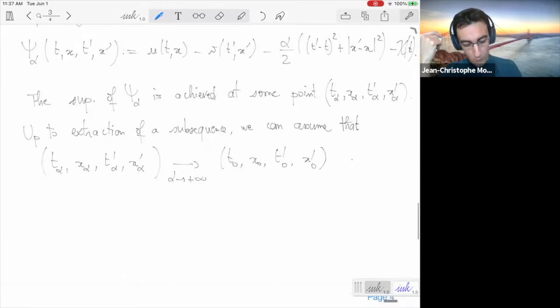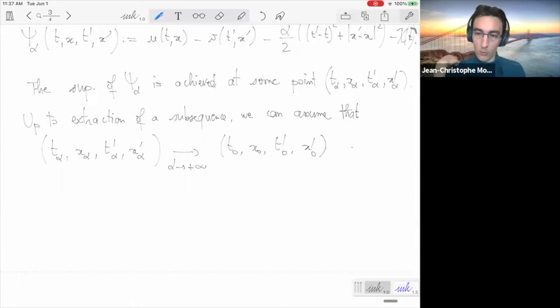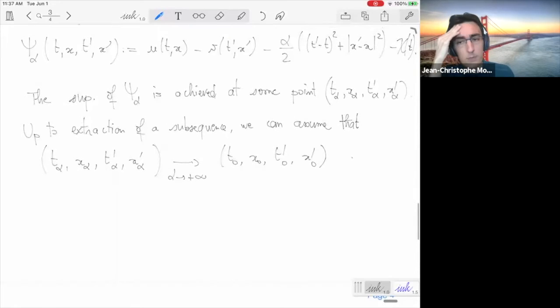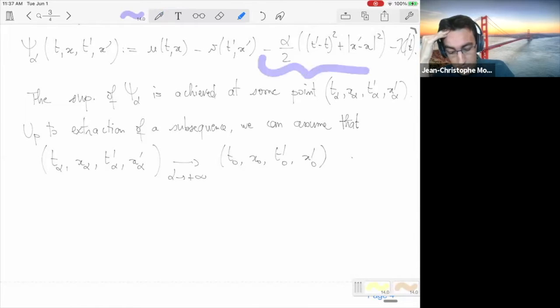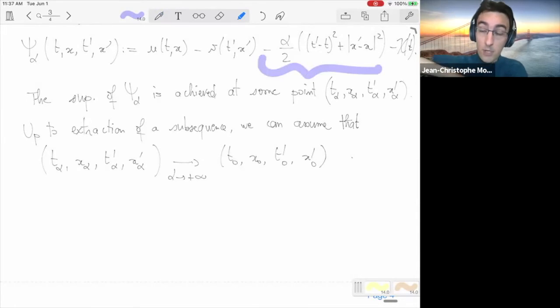Okay, so the first thing I want to say, and maybe then we take a short break, is that it must be that t naught is equal to t prime naught, and x naught is equal to x prime naught. This is consistent with the intuition I was trying to convey: we're adding this penalization term, but when alpha becomes very large, it becomes extremely costly to get any significant distance between t alpha and t alpha prime. So as alpha goes to infinity, these two things will collapse.